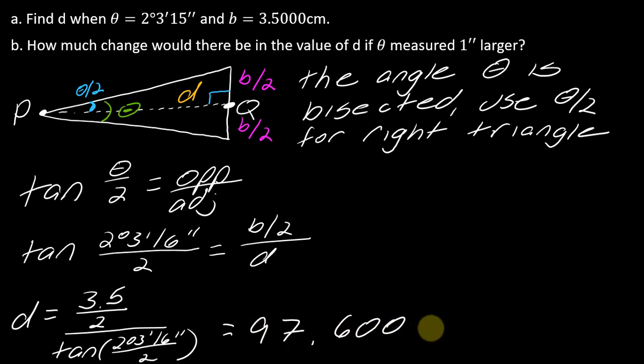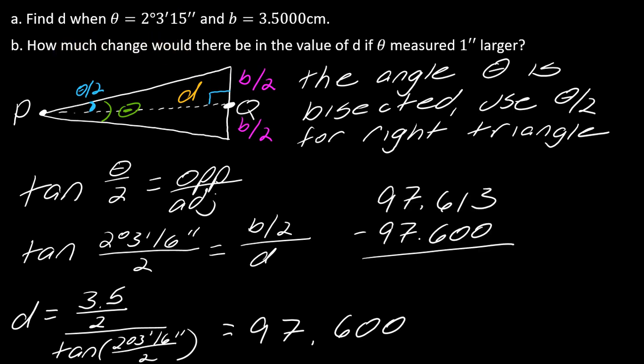What I got was 97.600. Remember your significant digits. And remember the question is asking for how much change there would be. Change indicates that we just need to subtract the two values. So with a 1 second increase, there's a 0.013 centimeter change. That's the last part there.